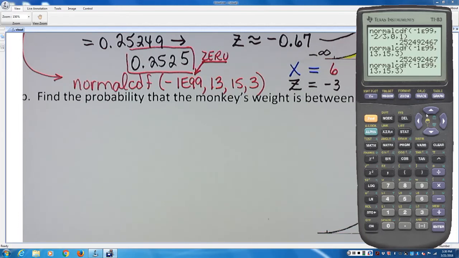And if I change it and say, realistically, there's not going to be a monkey that has a negative weight, and I just change that bottom number to a 0 to put it in more realistic terms of the monkeys, I'm still getting 0.2525. Notice the only place that there's any actual real difference is after you pass the 6th digit after the decimal, which is practically no difference at all. We would still get the same answer.